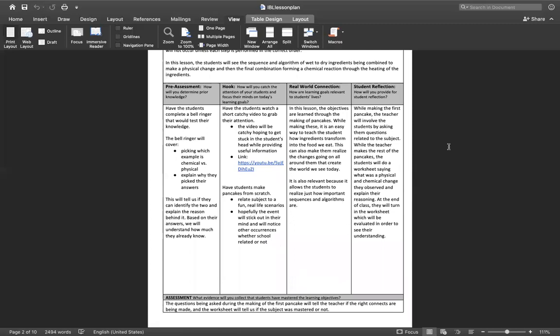Okay, so for the pre-assessment, which will be how we determine the prior knowledge of the students, we're going to have them complete a bell ringer that will test some of what they learned the prior day in our lesson, and they'll be able to explain why they picked their answers.